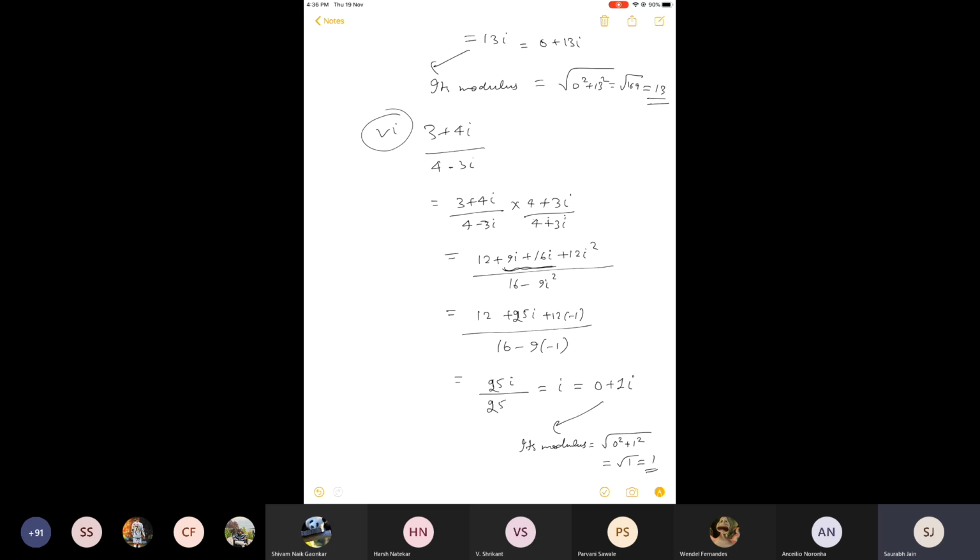Yeah, thanks. So overall, the answer is again the same because 25 will be cancelling each other in the numerator and denominator. So ultimately, once again, it will be iota only, but not 15 iota and 15. In fact, 25 iota upon 25. Rest everything is okay.